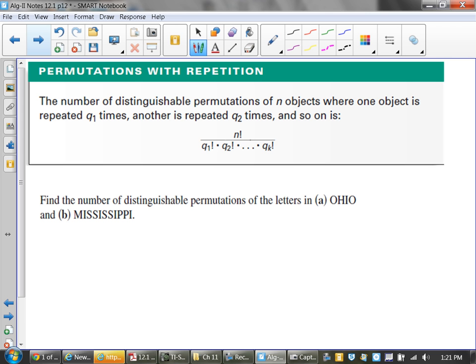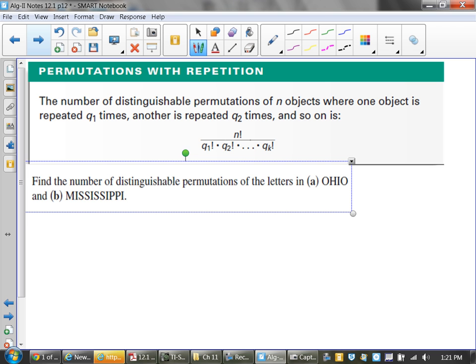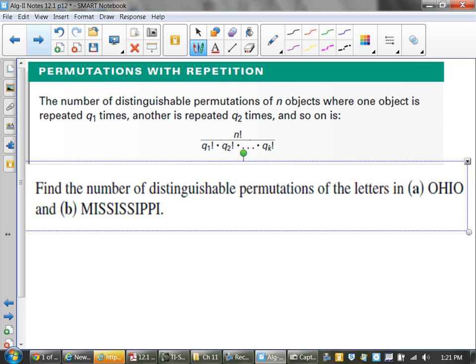How many different ways can we get distinguishable permutations of the letters in the word Ohio? I'll show you in a second. How many letters are in the word Ohio? There are 4 letters in the word Ohio.